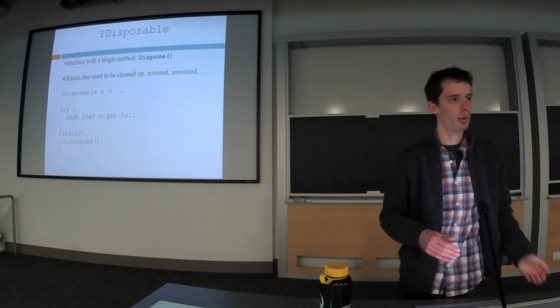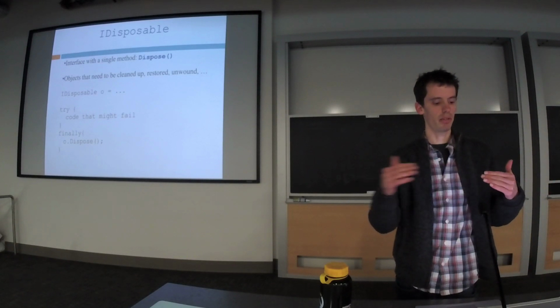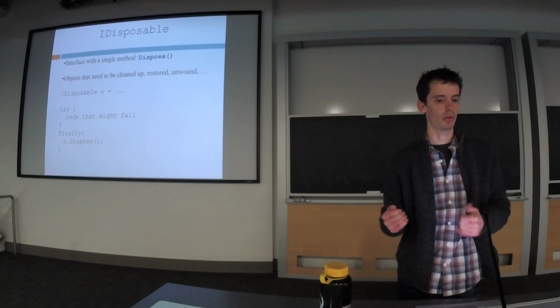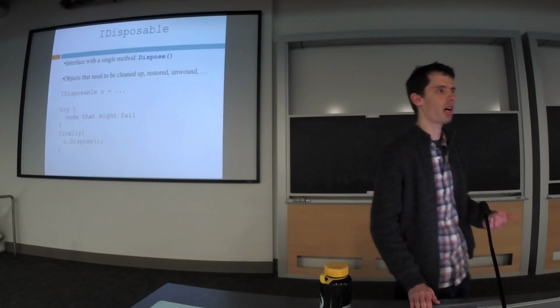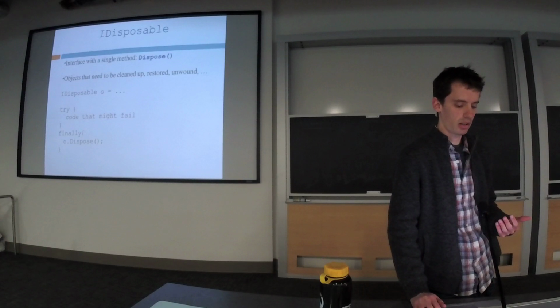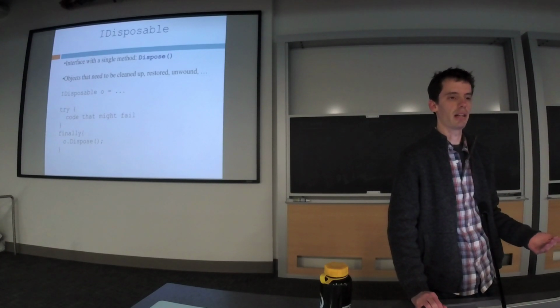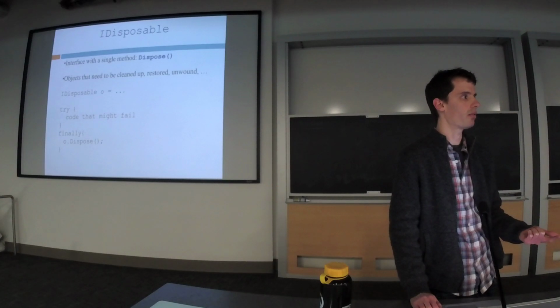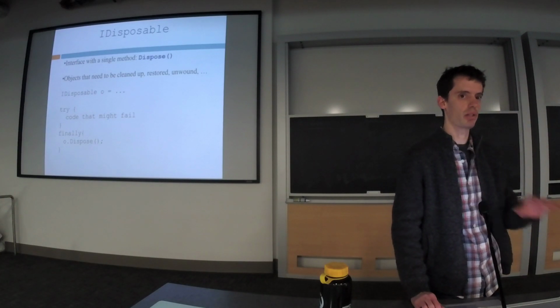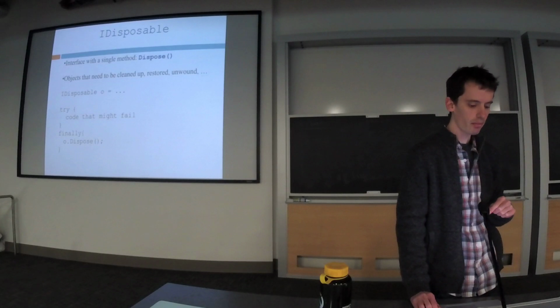Then you could put try, do your stuff, and then finally o.dispose. So finally, and notice I don't even have catch here. Finally is part of the try block. But basically it means always do this thing at the end, even if an exception was thrown and caught, or if no exception was thrown. It'll always do that last.